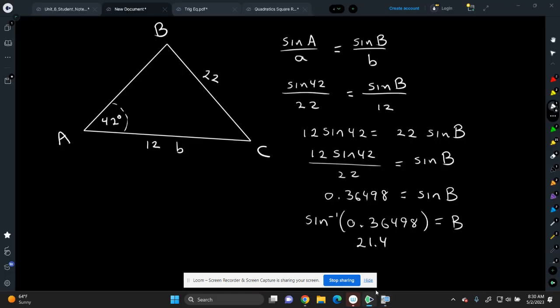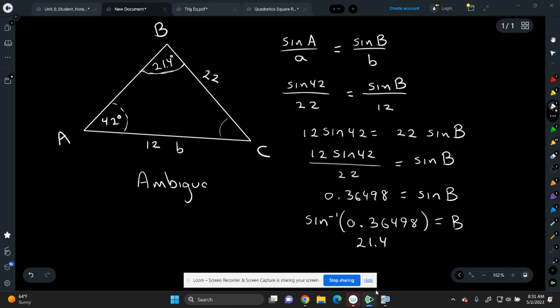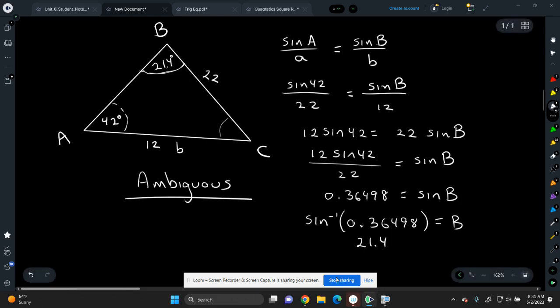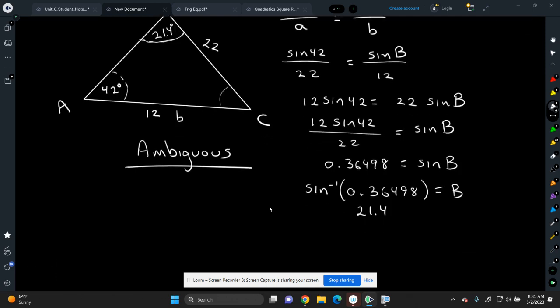So we have that angle of 21.4 degrees. And then I can easily find the third angle and the third side. Now, what we have to consider is what's called the ambiguous case. Anytime we're finding an angle, we have to consider whether or not there's more than one answer. Because that triangle could look like this, but it could also, see if I can do this here.